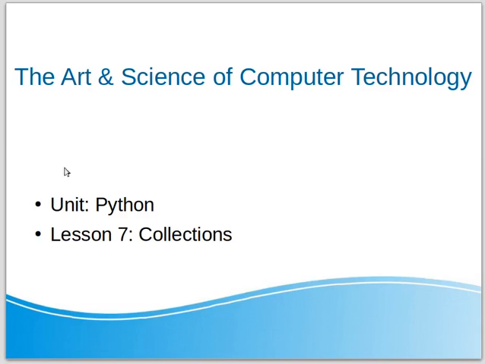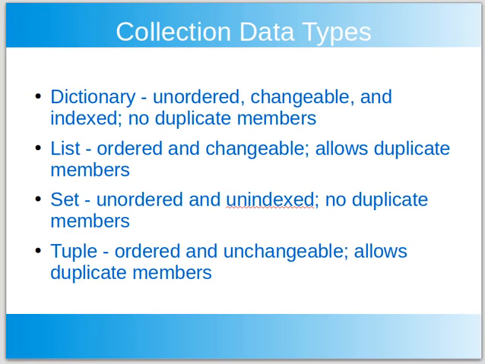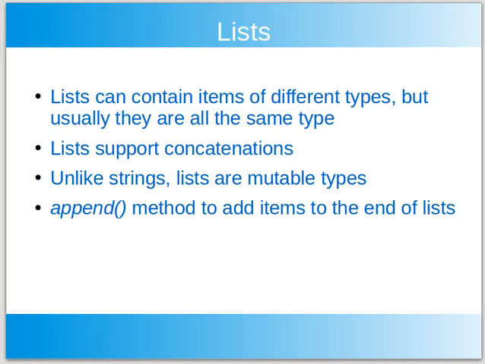Today's lesson will be covering Python collections. Collection data types: dictionary, list, set, and tuple. Dictionaries are unordered, changeable, and indexed. No duplicate members. Lists, also known as arrays, are ordered and changeable, and allow duplicate members. Set, similar to math, is unordered and unindexed, with no duplicate members. Tuple is ordered and unchangeable, and allows duplicate members.